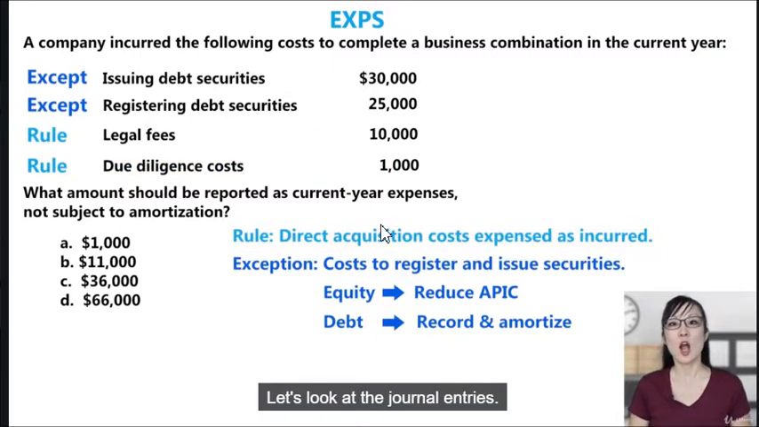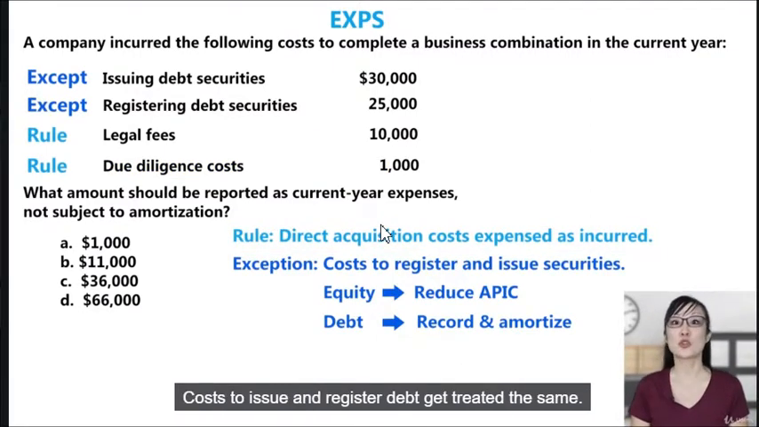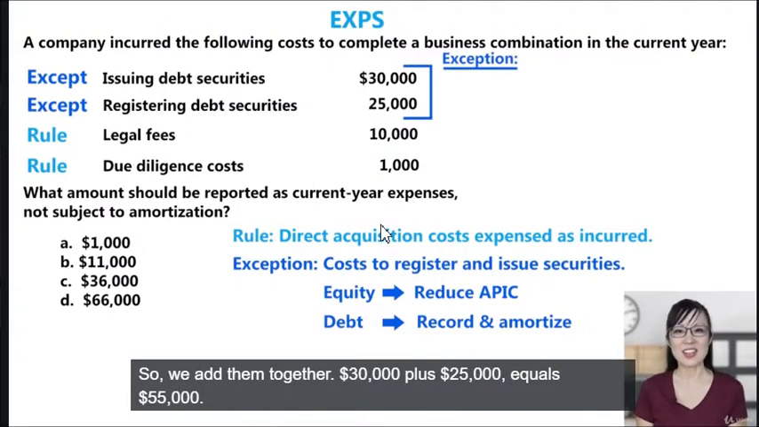Let's look at the journal entries. Costs to issue and register debt get treated the same, so we add them together.